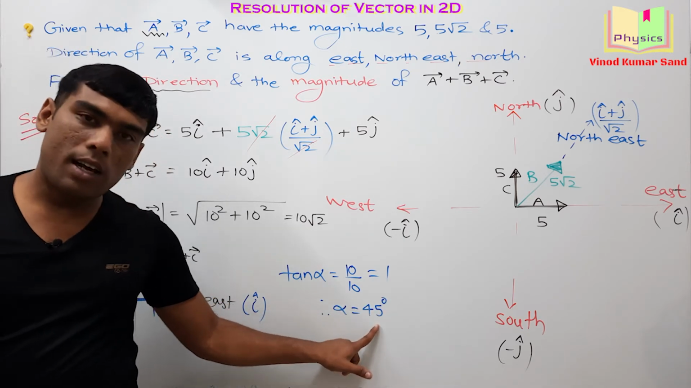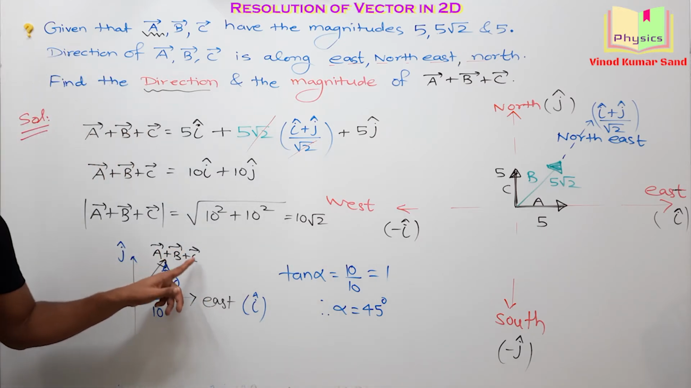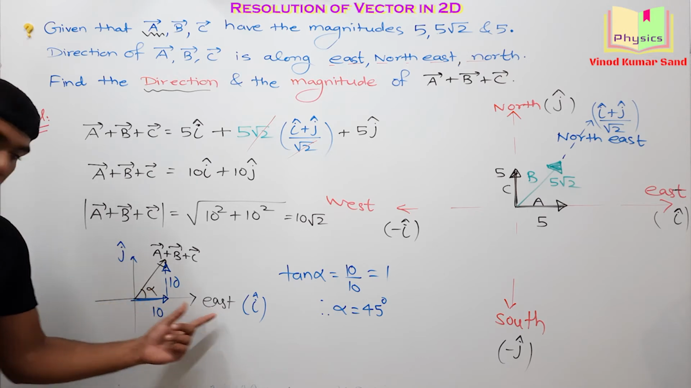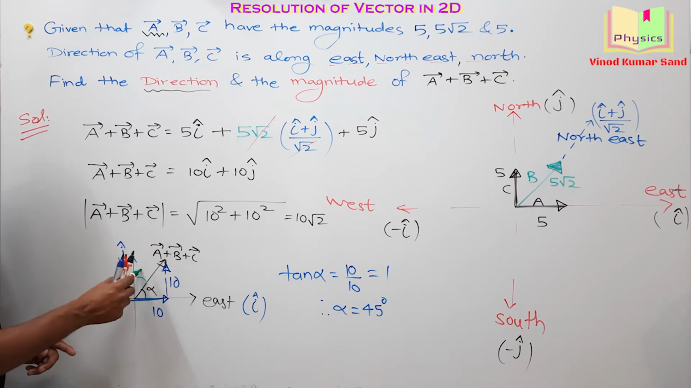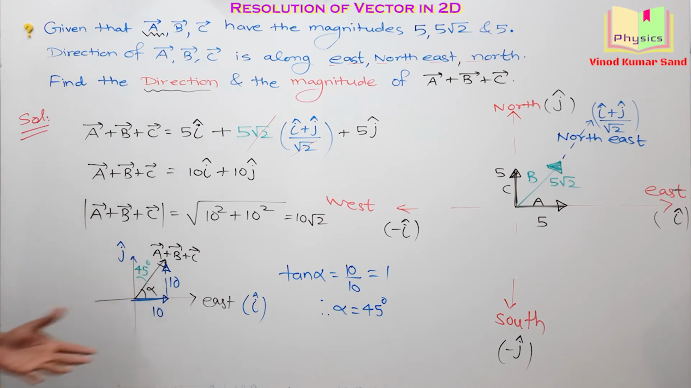Looking at this data, you can say the A vector plus B vector plus C vector is making an angle of 45 degree with the east as well as an angle of 45 degree with north. Okay, note it down. Then we'll be taking up the next question.